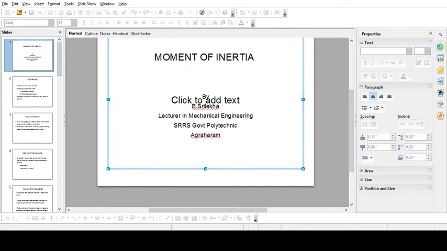Next, the moment of inertia about the y axis for a rectangle is similarly d b cubed by 12. So I equal to d b cubed by 12.